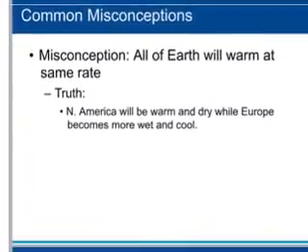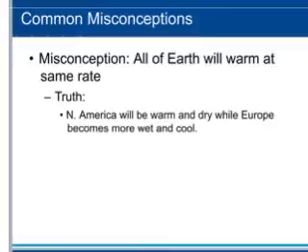Another misconception is that all of the Earth will warm at the same rate, but that's not true because, again, of that axis of rotation and the revolution and rotation of the Earth about its axis and the sun. The truth is North America will be warm and dry while Europe actually becomes wet and cool.